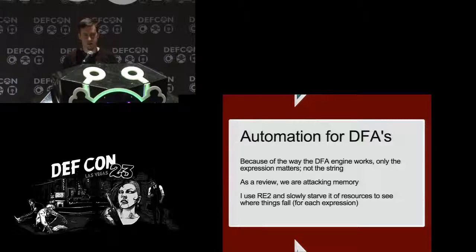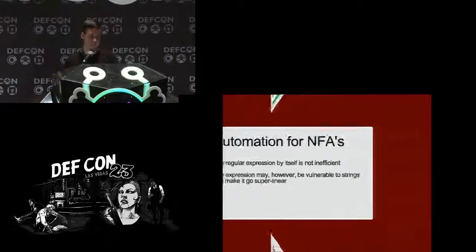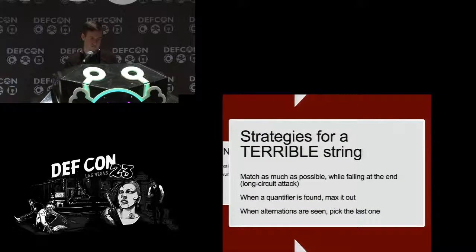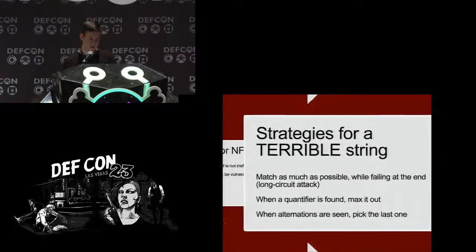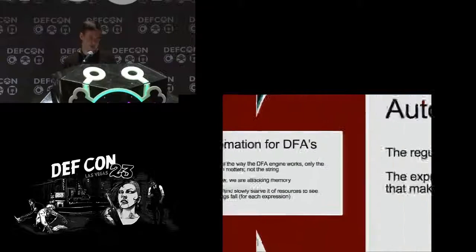So what I did to benchmark it is I used the RE2 module. I did it with Perl. And I just slowly starved it of resources. I would load the state table and then use the module again, but tell it to use a little bit more memory, and then try it again with a little bit more memory. And eventually I'm going to get some errors saying it ran out of memory. And then I just capture that and record it. So that's all for DFAs.